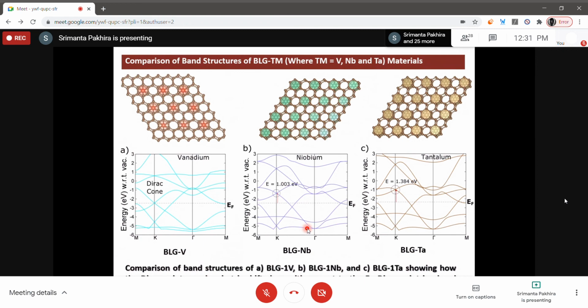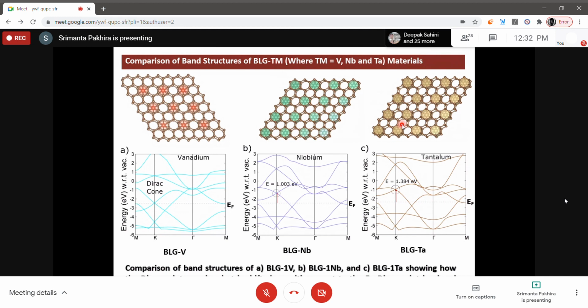Vanadium, when we have intercalated BLGV, it has a Dirac cone at the Fermi level. If you look at figure B, when we are summarizing this comparison of band structures, with niobium the band crossing point, the Dirac point, has moved around 1 volt, and it is 1.4 electron volt when we have intercalated this. What happened? When the size of the intercalating atoms changes, the Dirac point is moving, shifted up with respect to the Fermi level, and the Dirac point is of course still there.